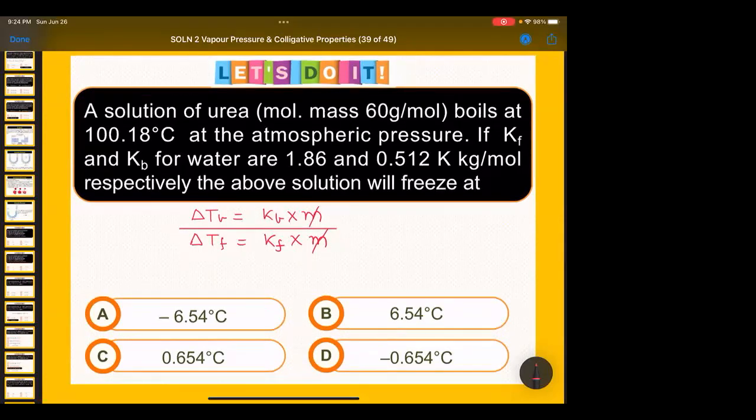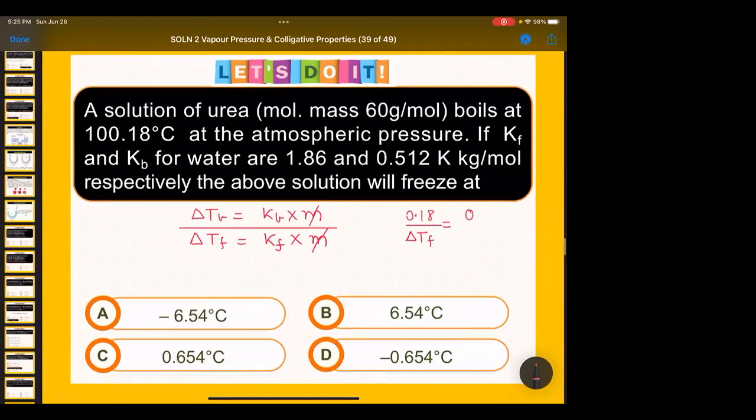And what is delta Tb? The boiling point elevation of that solution. It is 0.18, that is given. 0.18 over delta Tf, right? That is the freezing point depression. And Kb, yeah, Kb you need to write, this is Kf. So 0.512 divided by how much? Yeah, 1.86.